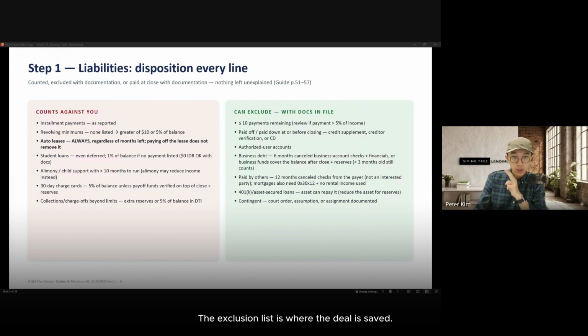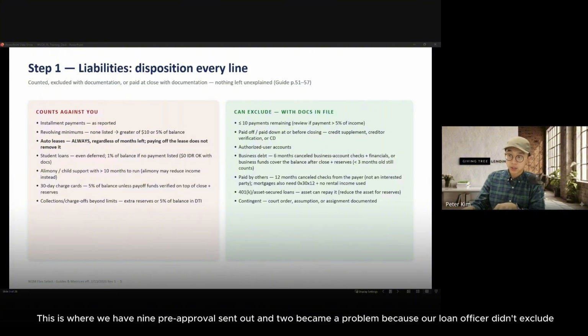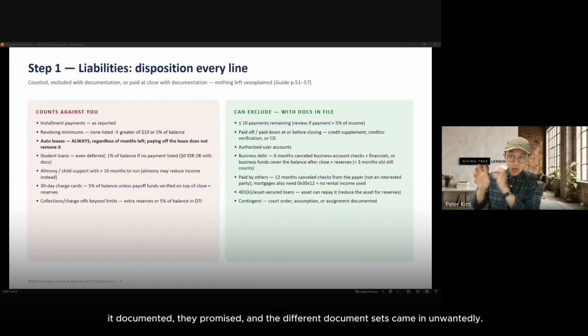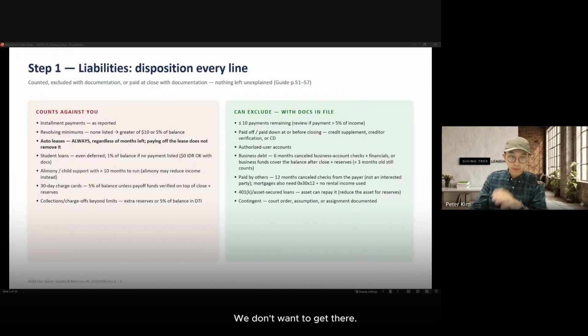The exclusion list is where the deal is saved. But excluded means documented, not promised. This is where pre-approvals fall apart. This is where we had 9 pre-approvals sent out and 2 became a problem because our loan officer didn't exclude a documented debt. They promised, and different document sets came in unexpectedly. We don't want to get there.